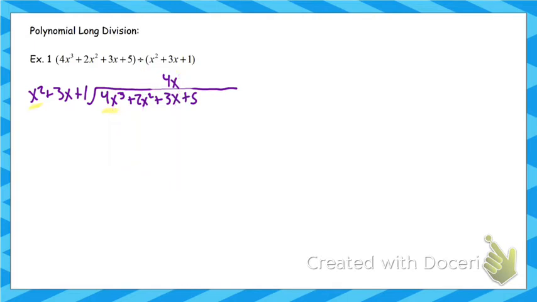Now we're going to follow the same process that we did back in regular division. I'll take 4x and I'll multiply it by everything on the left side. So 4x times x squared is 4x cubed. 4x times 3x is 12x squared. 4x times 1 is 4x.